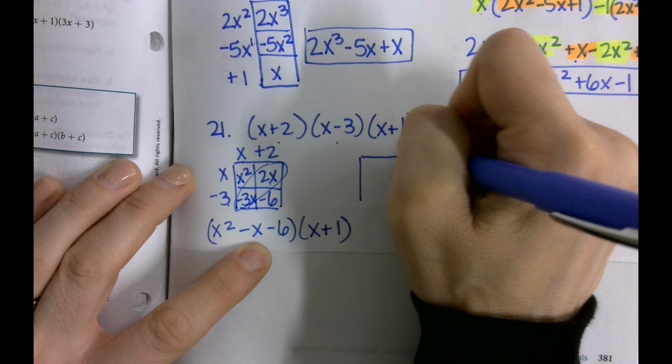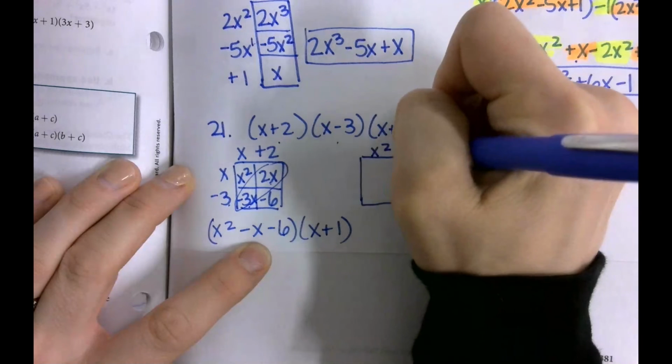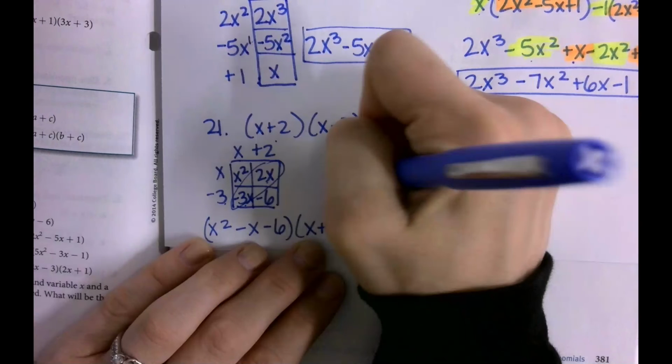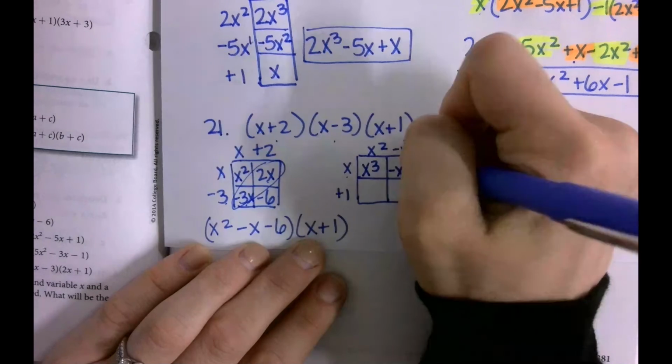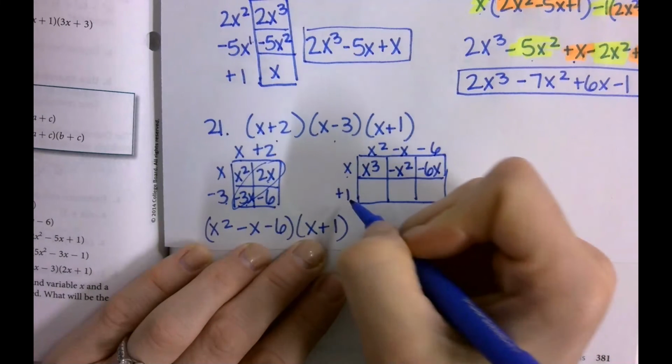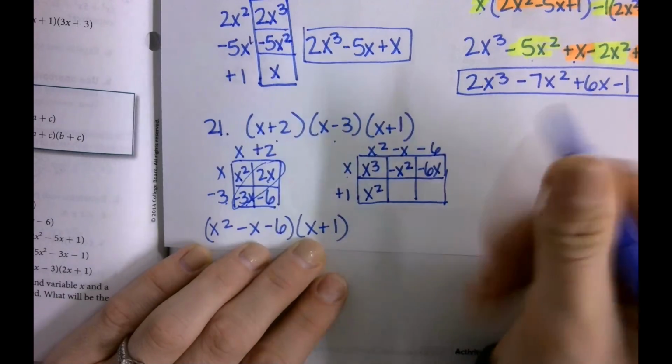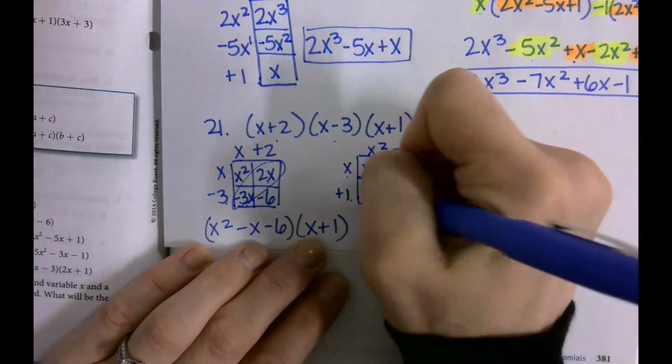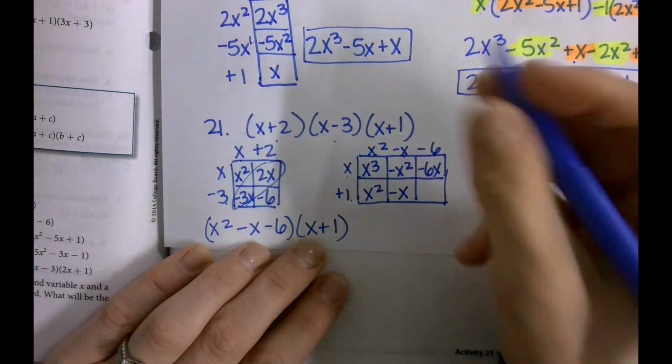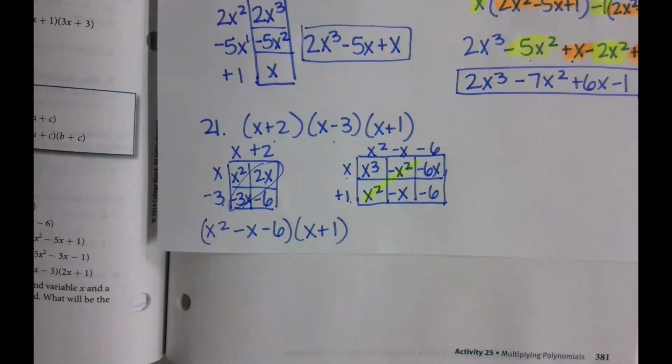So I can do x squared minus x minus 6, and then I could have x plus 1. x squared times x is x cubed. Negative x times x is negative x squared. Negative 6 times x, negative 6x. x squared times 1, x squared. Negative x times 1, negative x. Negative 6 times 1, negative 6. Combine your like terms.